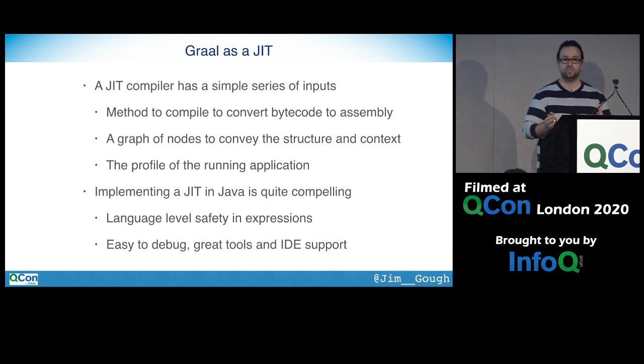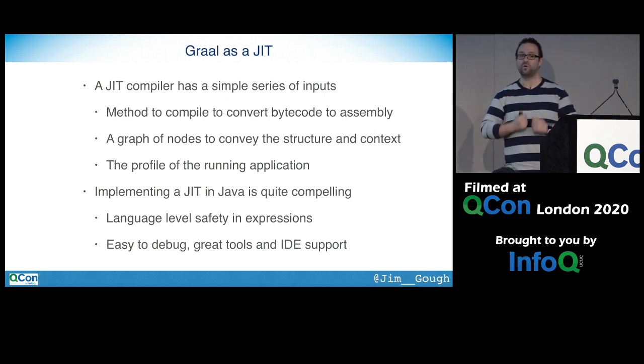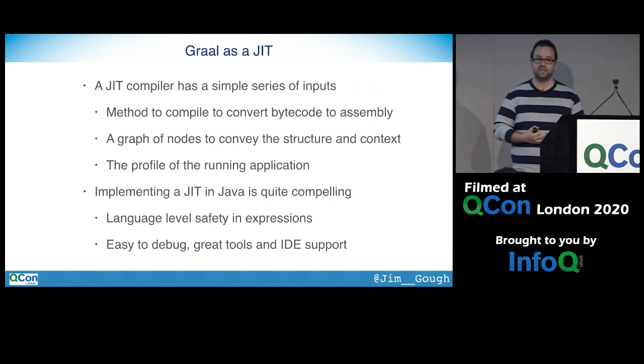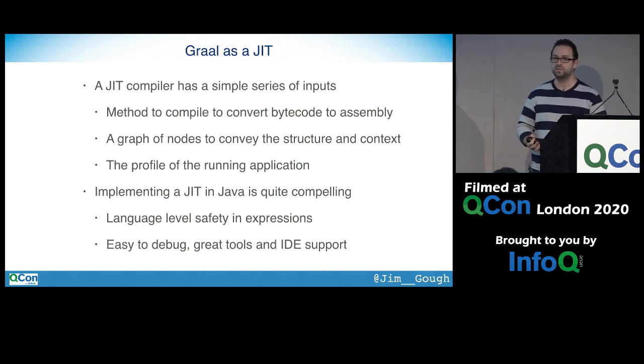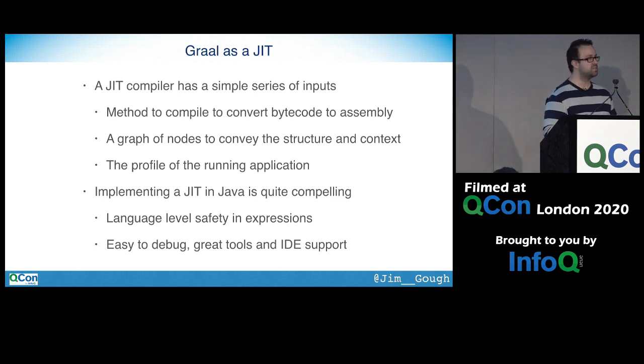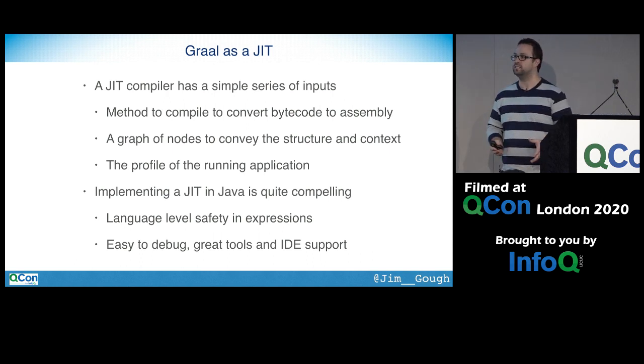It uses a combination of what's actually going on, what the profile looks like. It runs through a series of phases, and then you end up with your output code, which is a lot quicker than being interpreted. Now, implementing a JIT in Java is a fairly compelling story. You've got language level safety and expressiveness, and it's pretty easy to debug, which I'm hopefully going to show you, but we'll see how the demo goes. There's also really good tools and great IDE support, because ultimately it's using all of the Java stuff that you probably use for your day-to-day development.